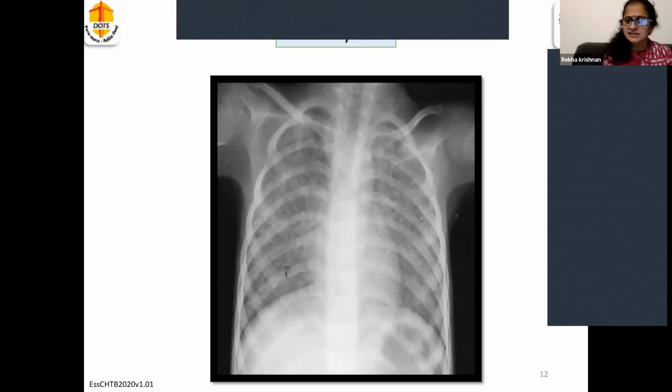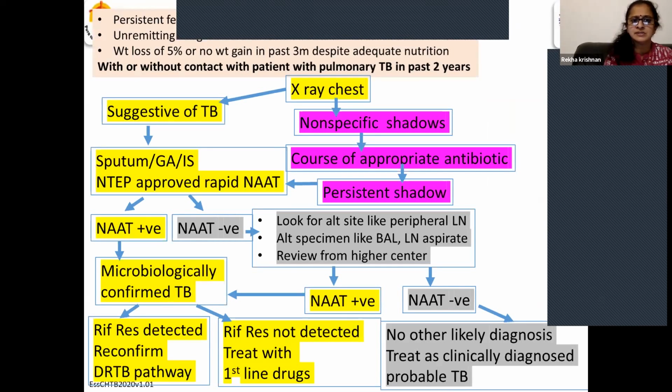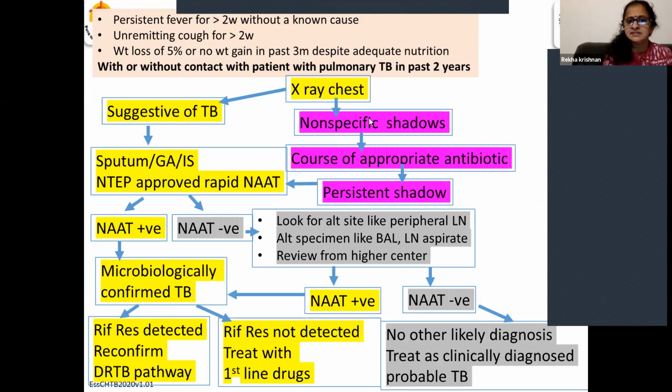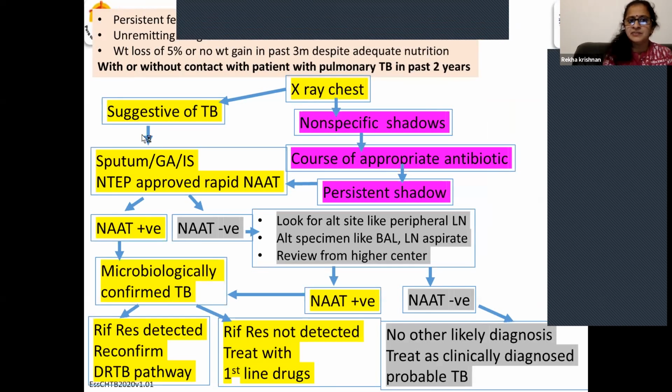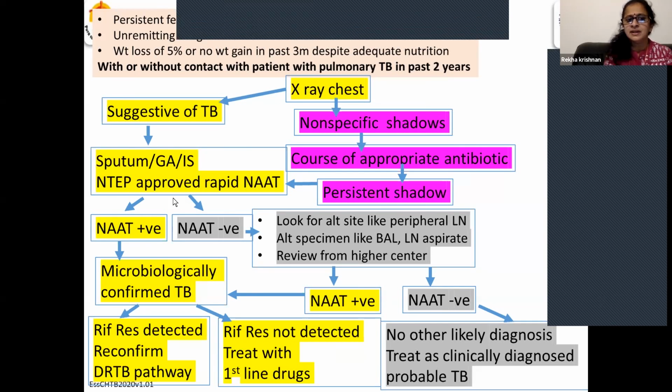In the Indian setting, when such X-rays are seen, they clearly suggest tuberculosis. Now, just one slide regarding the diagnostic algorithm of pediatric intrathoracic tuberculosis. Here you can see that this is the first step that we have covered. In the next step, when the X-ray is suggestive of tuberculosis, we have to look for a correct sample, whichever is feasible, either correctly collected sputum, or a gastric aspirate or induced sputum, and send for NTP approved rapid nucleic acid amplification test.